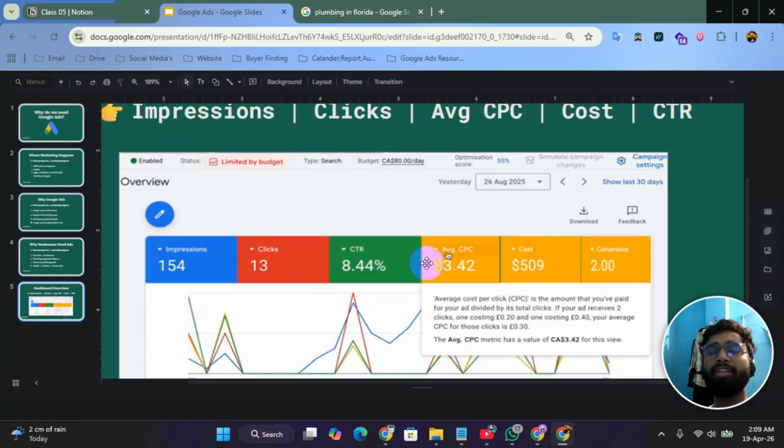Then another metric is cost per conversion, or CPA. That is not shown here, but it is very simple. It is the total cost of your conversions. So suppose you got 10 conversions in one month. If the cost per conversion was $2, then the total cost will be 10 multiplied by 2, which is $20. So that's it, that is CPA, or cost per conversion.